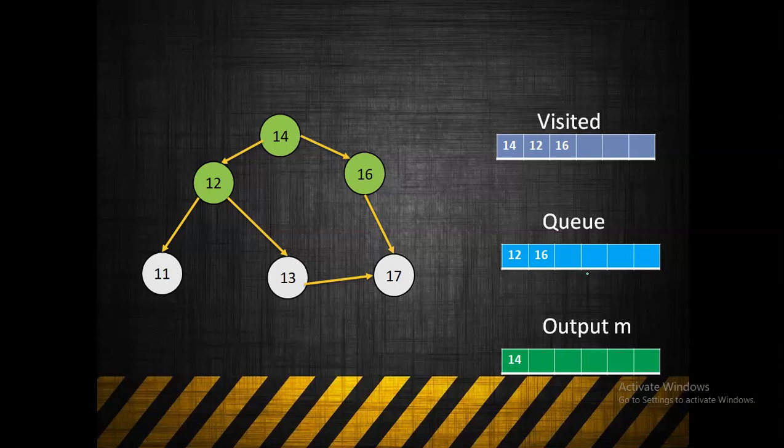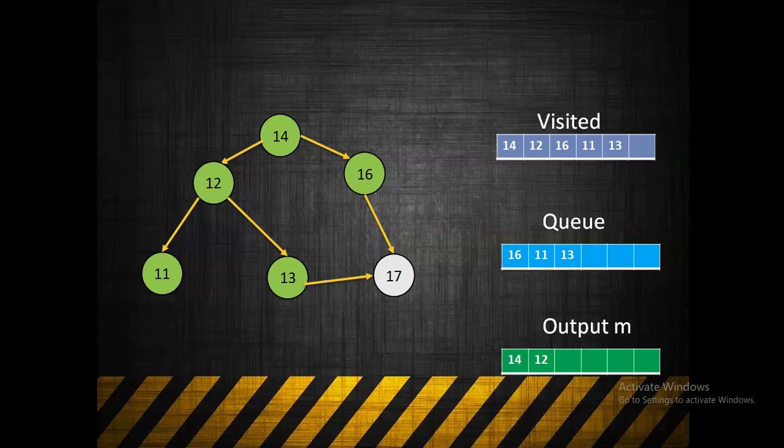Now Q is not empty, so the loop continues. 12, the first element of the Q, is popped and moved into output. Then the neighbors of 12, that is 11 and 13, are moved into the visited array as well as Q. So the visited array contains 11 and 13, and Q contains 16, 11 and 13.